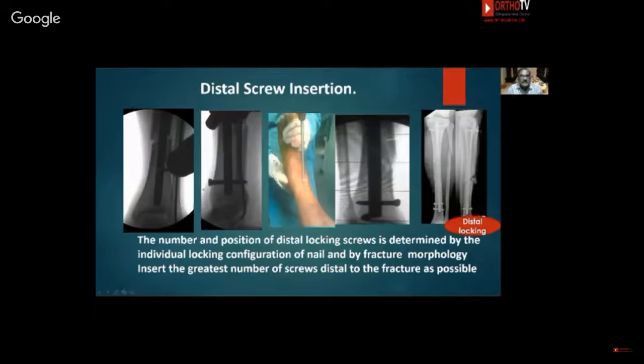So the blocking screw is most important in both proximal as well as distal tibial fractures. Distal screw insertion: if there is a proximal tibial fracture, 2 screws are enough. One is anteromedial, this mediolateral and anteroposterior. And if you have a distal tibial fracture, it is better to fix with 3 to 4 screws.